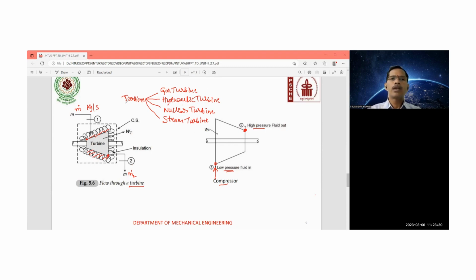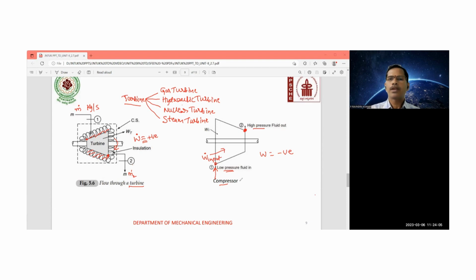And what is the functioning of this turbine? The turbine is going to produce the net work output. So the turbine is going to give the work output, that is, W is positive. Whereas for the compressor, you have to give the work input, so here W is negative. Here for the turbine, W is positive.